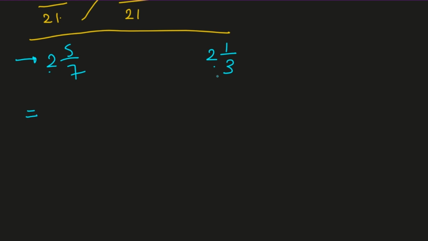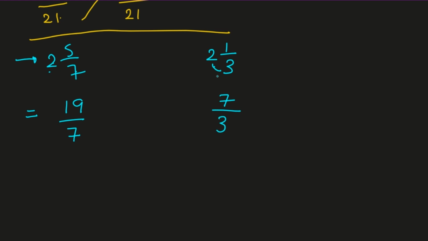You can multiply 7 into 2, it's 14. 14 plus 5, it's 19. 19 upon 7 is the answer, right? We discussed them. Then what do you have to do? You should multiply here 2 by 3, it's 6. 6 plus 1, it's 7. So the answer is 7 by 3. So these are two improper fractions, right?